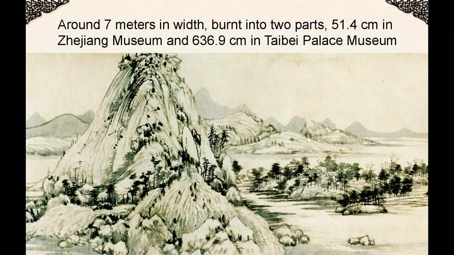The hand scroll was around 7 meters in width. It was burnt into 2 parts. 51 centimeters kept in Zhejiang Museum, and 637 centimeters in Taipei Palace Museum. Thus, the legendary artwork has 2 separate pieces.